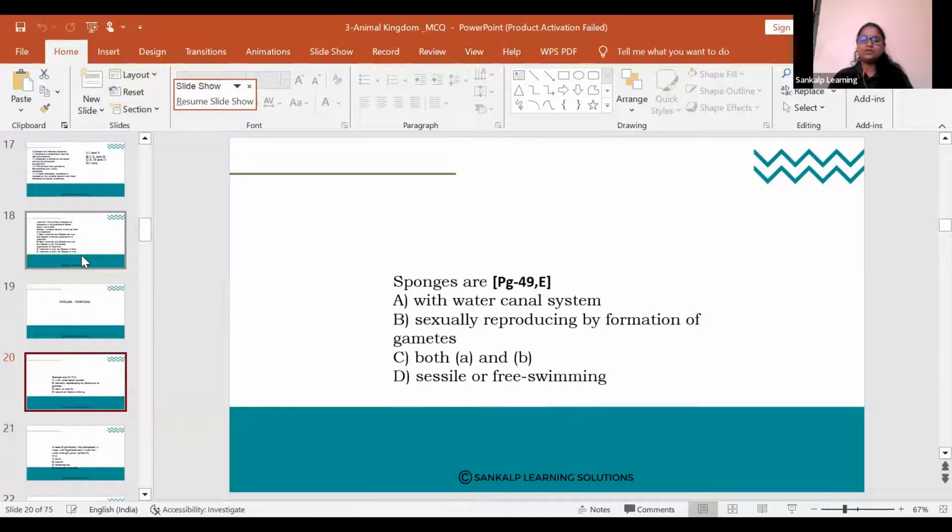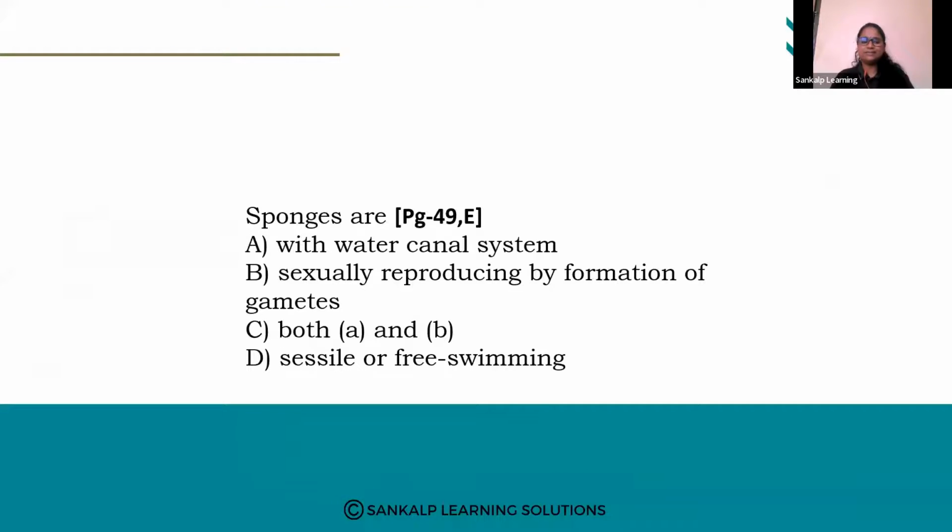Yeah. So these are the questions on sponges. As you can see, the first question: sponges are with water canal system, sexually reproducing by formation of gametes, both A and B, sessile or free swimming. So the right answer is option D, that is sessile or free swimming.